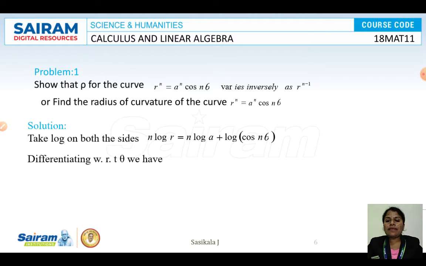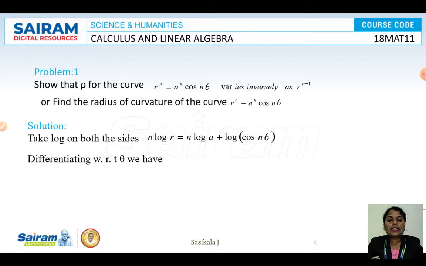So we'll go for the problem. Show that rho, the radius of curvature for the curve r power n is equal to a power n cos n theta, varies inversely as r power n minus 1. You may also have a question like: find the radius of curvature of the curve r power n is equal to a power n cos n theta. So these two types of questions may arise. Either the question will ask you to show that it varies as r power n minus 1, or it will be a direct question asking for the radius of curvature.